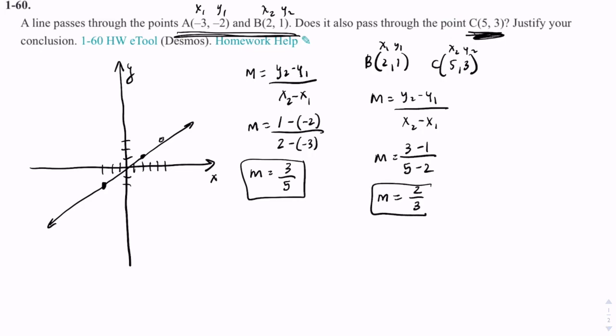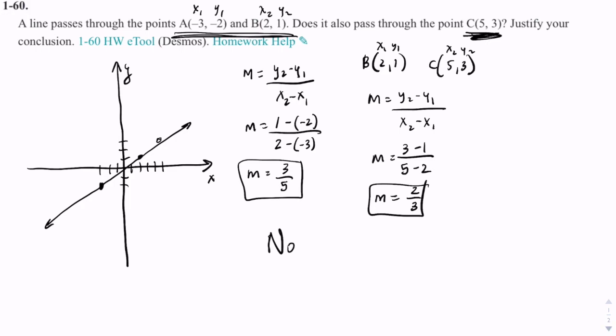2/3. Now, there is no way that on a single line the slope can be different through 2 points. So we have conclusively shown that the line does not pass. No, it does not. Right? Now on graph paper, you would have easily seen that the point didn't line up on the line. But since I'm on a tablet, I really had no great way of seeing that, so I had to do it algebraically.